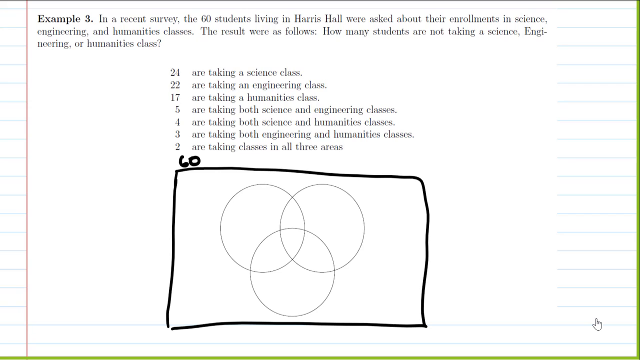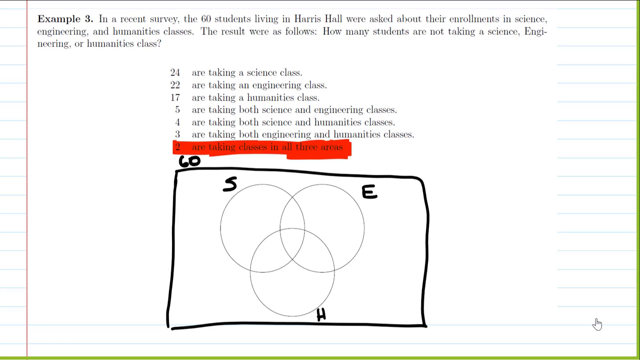So we need to fill out our Venn diagram. When we're given data like this, it's best to work from the inside out. If somebody is taking all 3 classes, that's going to be the intersection of all 3 of these, right? So let's call this science, call this engineering, and I'll call this one down here humanities. How many students do we know are taking a science class, an engineering class, and a humanities class?